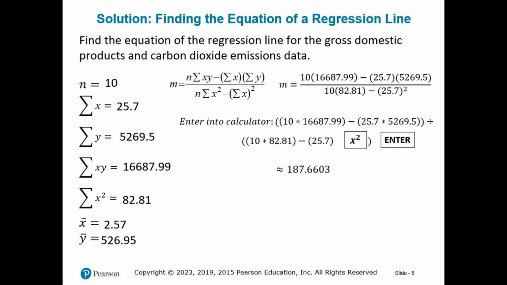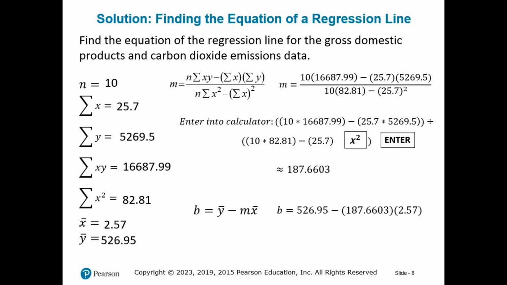Okay, so we get about, because we're rounding, 187.6603. If you didn't get that, go back and make sure you had parentheses in the right place and were careful of the decimal places. When I'm entering an equation fast, I sometimes accidentally press the decimal instead of 0 or things like that.